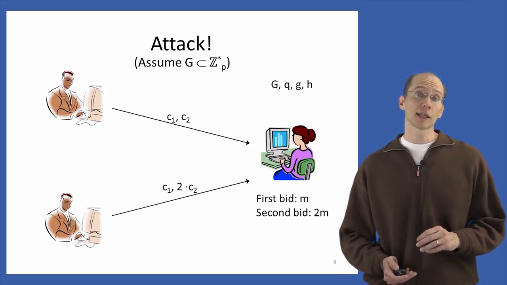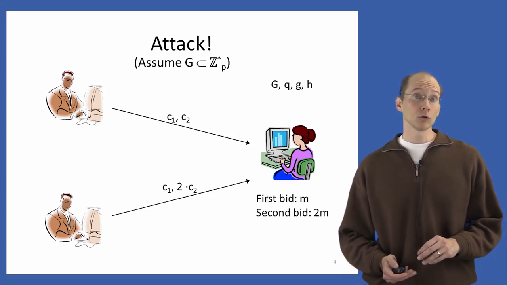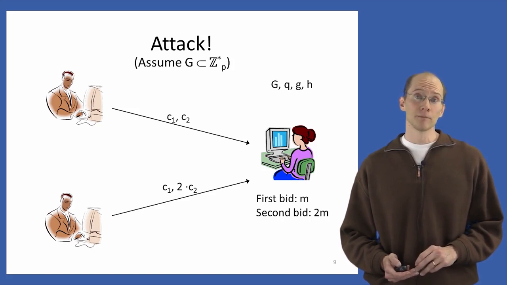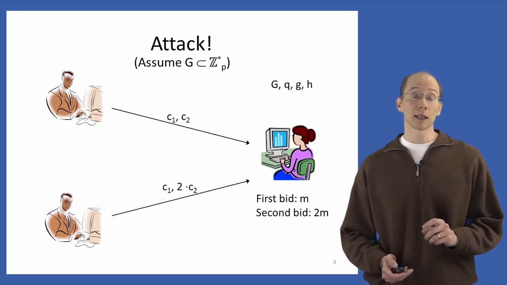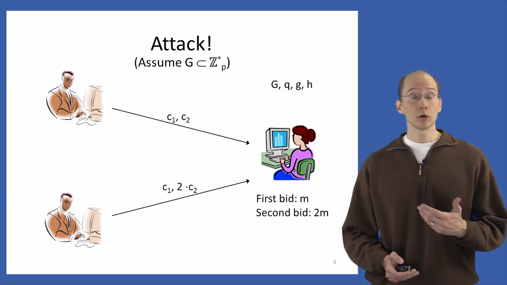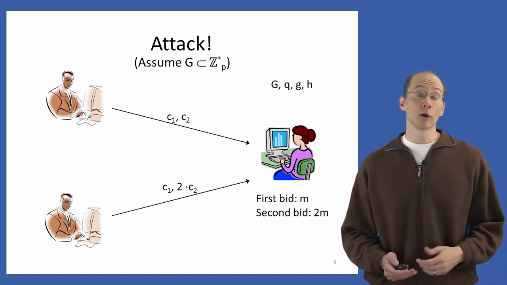What that means is that the second bidder was able not only to always outbid the first bidder, but to do it always by bidding exactly twice as much. And you can see why this would be undesirable when running an auction.